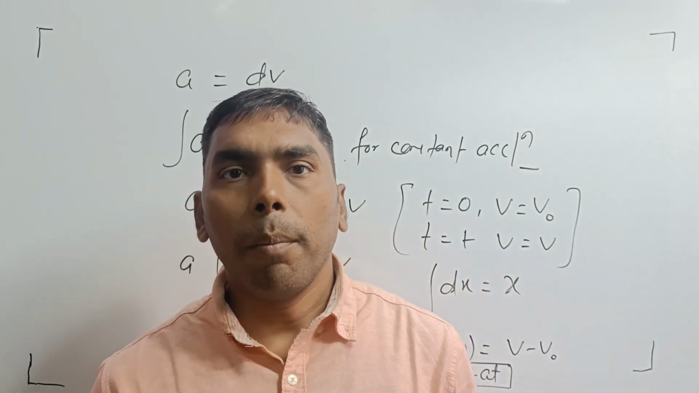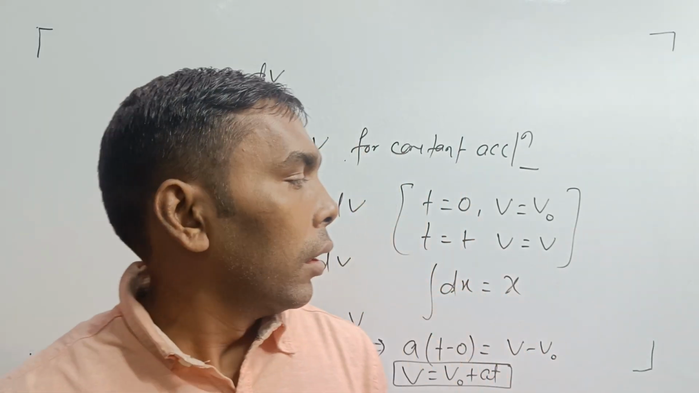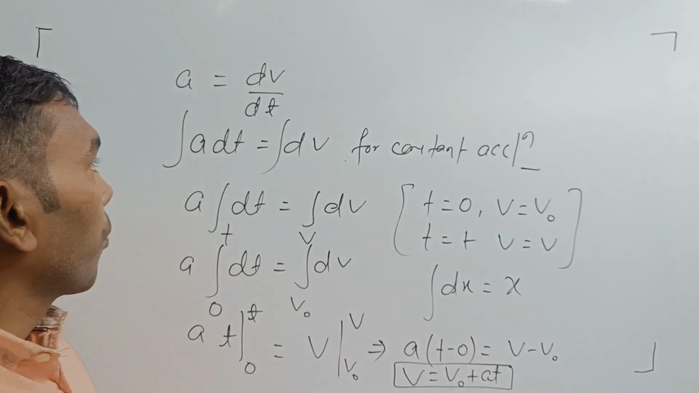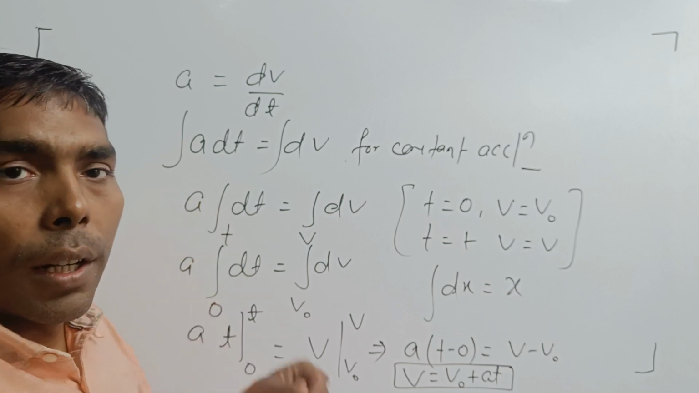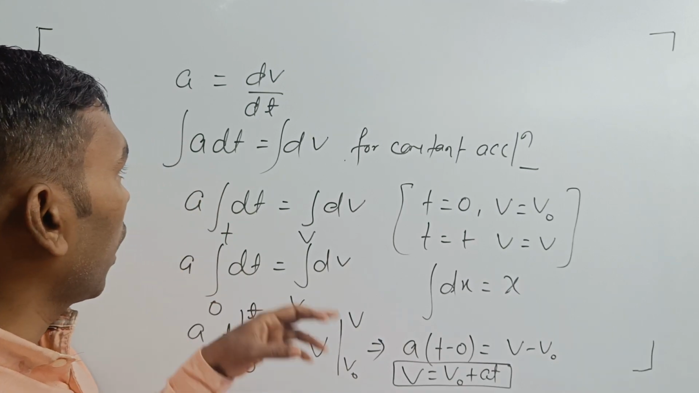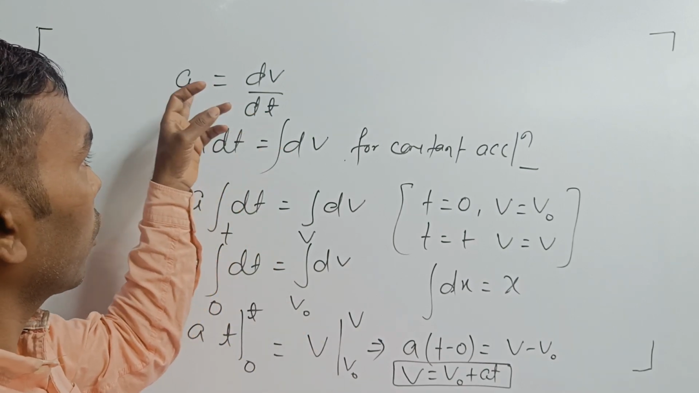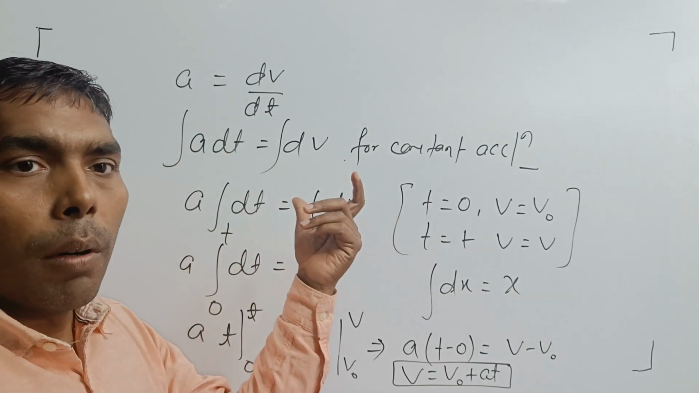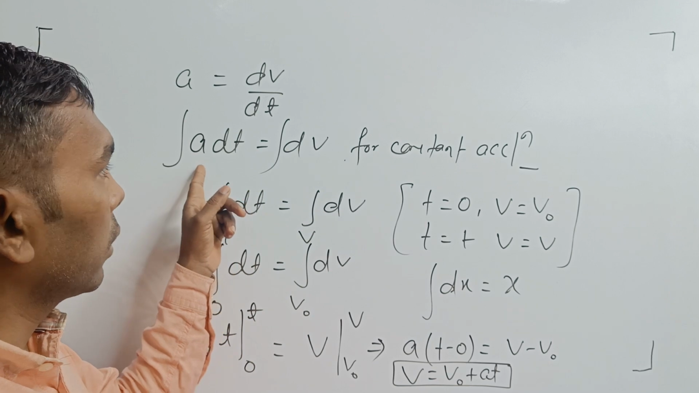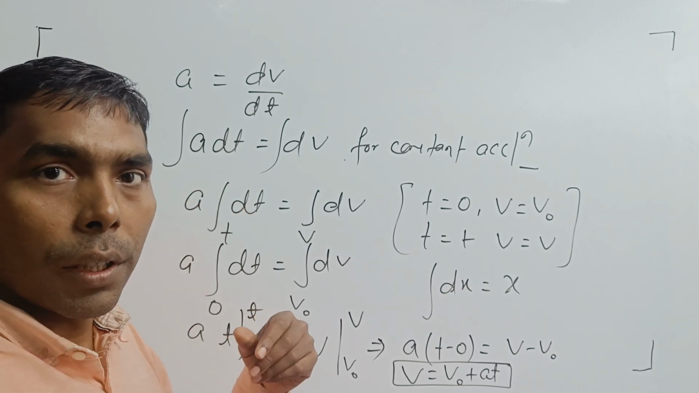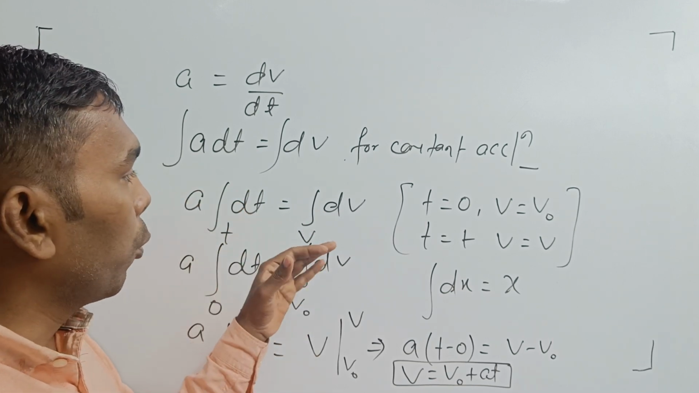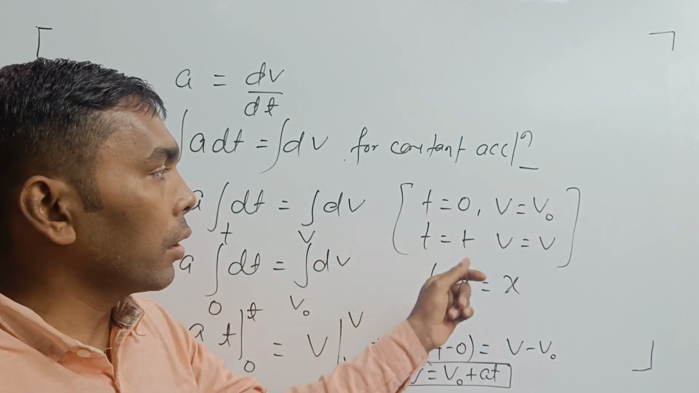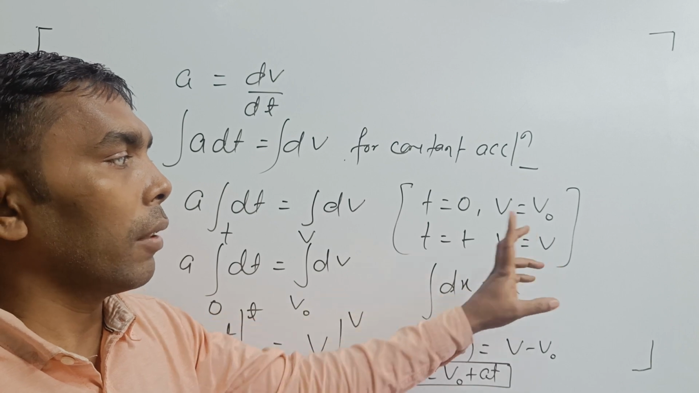This is the final expression of kinematic equation of uniformly accelerated motion. This is the first equation. Again I am going to explain. Acceleration is a equal to dv by dt, rate of change of velocity is called acceleration. Again, if we cross multiply, a dt equals dv. Applying integration on both sides, acceleration is a constant, so it comes out from the integration. Then putting lower limit and upper limit: at t equal to 0, velocity is v naught, initial velocity, at time t velocity is final velocity.